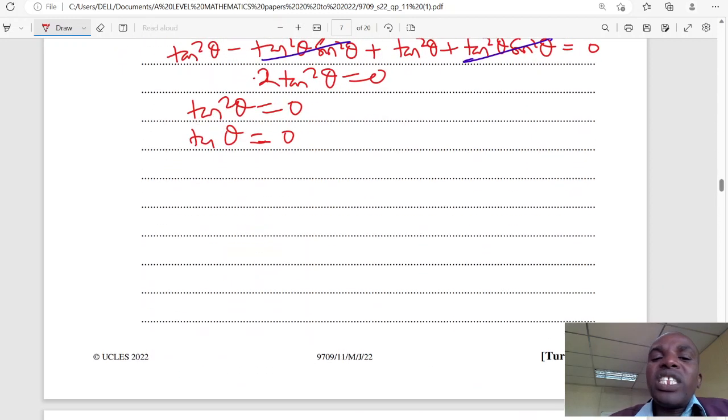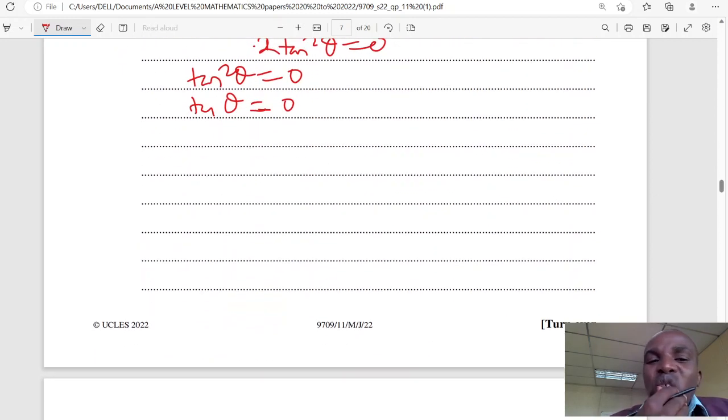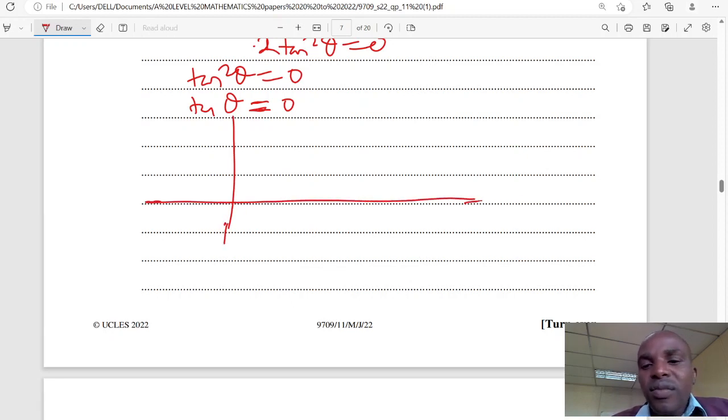Right, for equations of this type, you don't have to use the quadrant or the CAST method. You can just use the graph. Graph of tan is like this. Tan theta at 0, then pi over 2, then pi here, then 3 over 2 pi, then 2 pi. Just use the graph to find the solutions. Right, you can say tan 0 is 0.